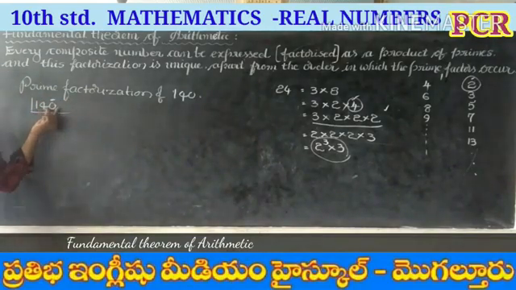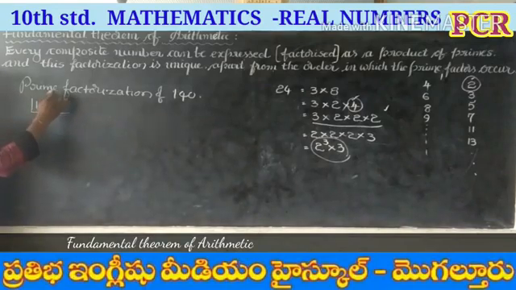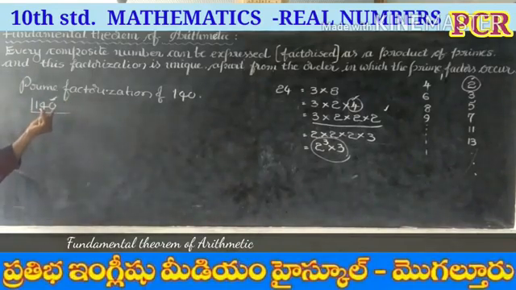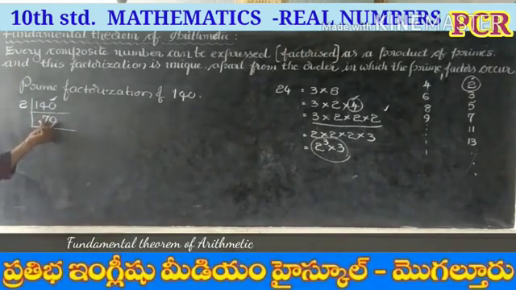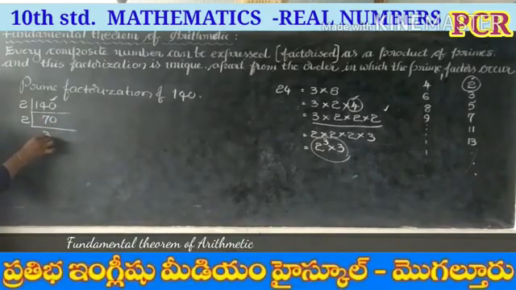What is the divisibility rule of 2? Numbers having 0 or an even number in the units place are divisible by 2. That's why this number is divisible by 2. 2 goes how many times into 140? 70 times. Again, is 70 divisible by 2, the first prime number? Yes, because it also has 0 in its units place.